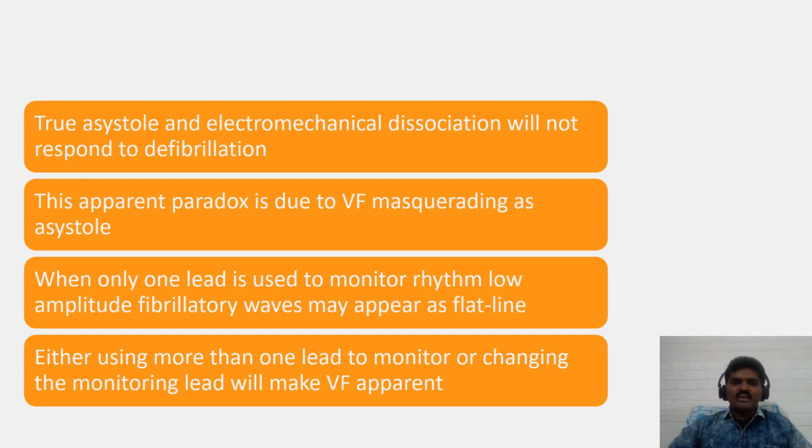Using more than one lead to monitor, or changing the monitoring lead, will make VF apparent in this case. So actually the resident was dealing with a case of fine VF which was masquerading as asystole. Even with CPR and adrenaline, when he followed the ACLS protocol, he couldn't revive the patient. But when he used a defibrillation shock, the heart was defibrillated and normal sinus rhythm was restored with ROSC.